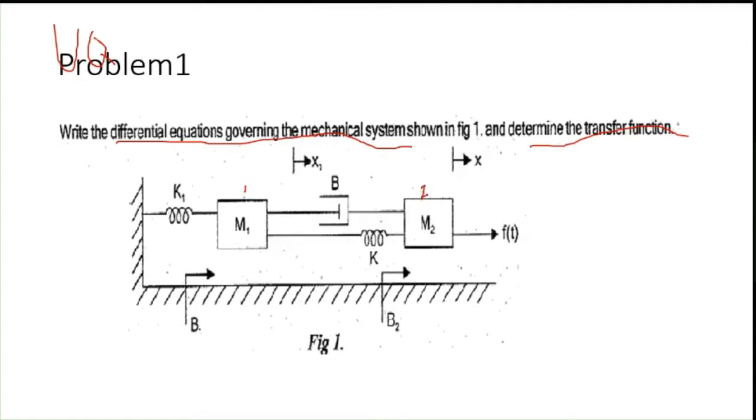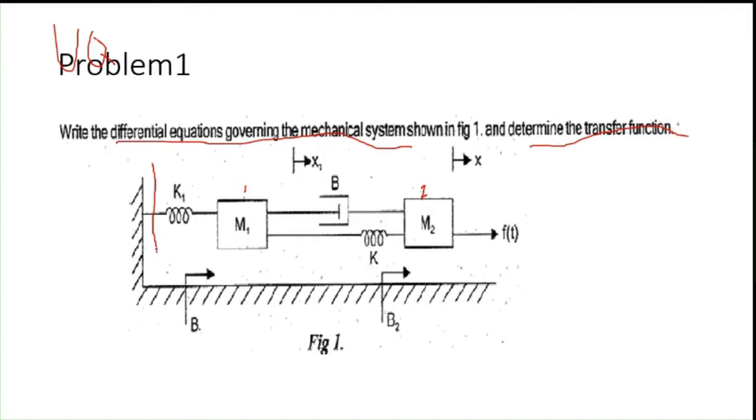Did you get the first step? We have to identify nodes. First, how many mass elements are there? That many nodes will be there. So here there are two mass elements, so we have two nodes. Now take the first node.